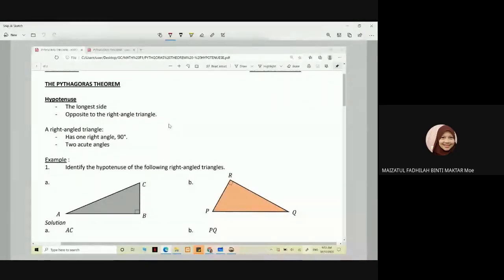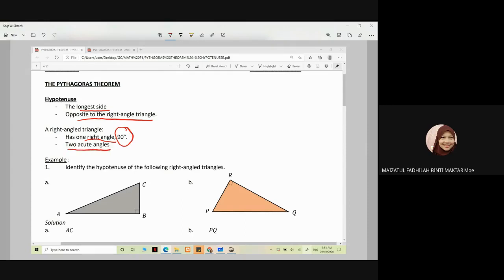So when you see this one, you can see the meaning of hypotenuse: the longest side opposite to the right angle. And what is a right angle triangle? It usually has one right angle, the value is 90 degrees, and two acute angles.